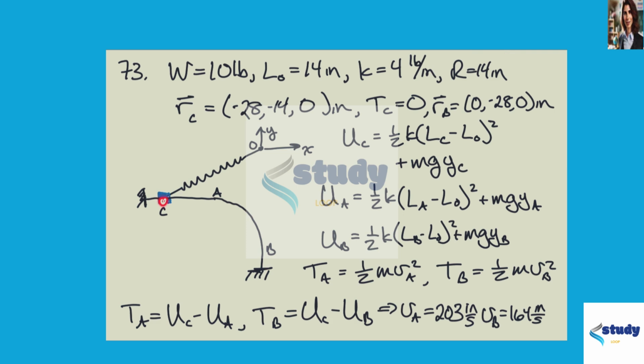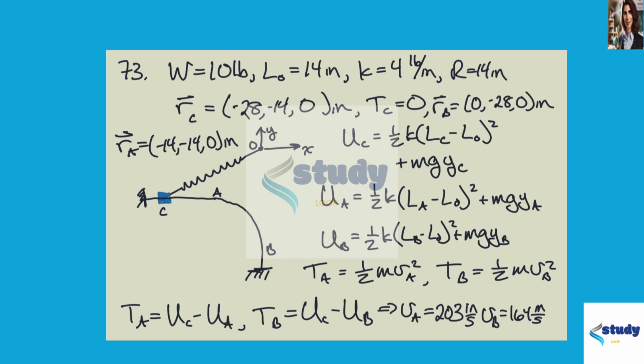So point C, relative to the origin here, is at minus 28 inches and minus 14 inches. So minus 28 inches this way and 14 down. It has no kinetic energy here because it is being released from rest. Point B here is down 28 inches from the origin. And I guess I didn't write point A in here, but point A is down 14 and to the left 14 inches. Let's write that in here. RA equals minus 14, minus 14, 0 inches.